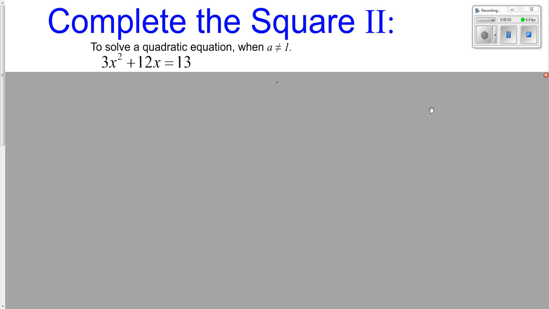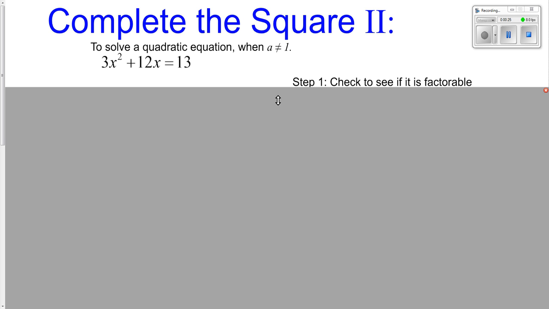Okay, so this is part 2 of our completing the square topic. So here we are going to solve a quadratic equation when a is not equal to 1. So here's our equation: 3x squared plus 12x equals 13.